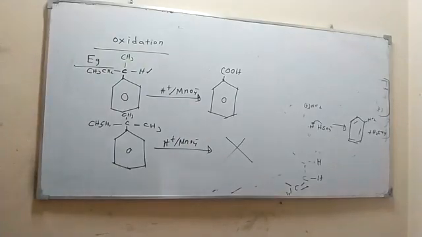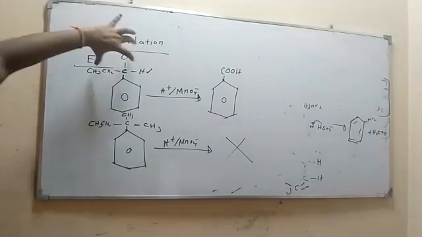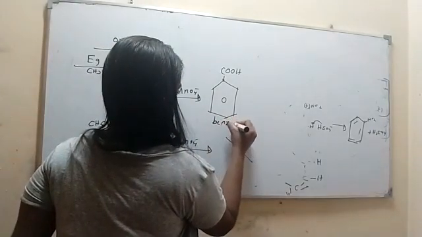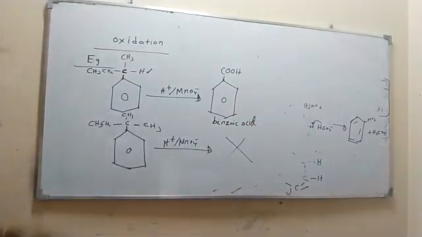In order to get oxidized, the carbon which is directly attached to the benzene ring should have at least one hydrogen. Then only when you add an oxidizing agent, any oxidizing agent, H plus MnO4 minus or H plus K2Cr2O7, it will get oxidized and this whole thing will change to COOH. Benzoic acid we call that. But in this case, it won't get oxidized. Okay?